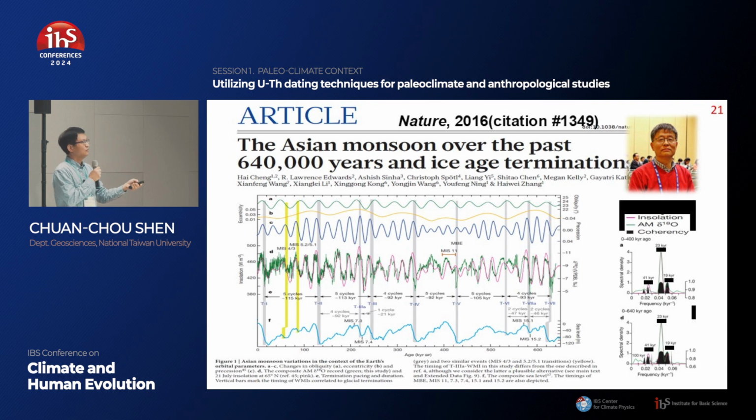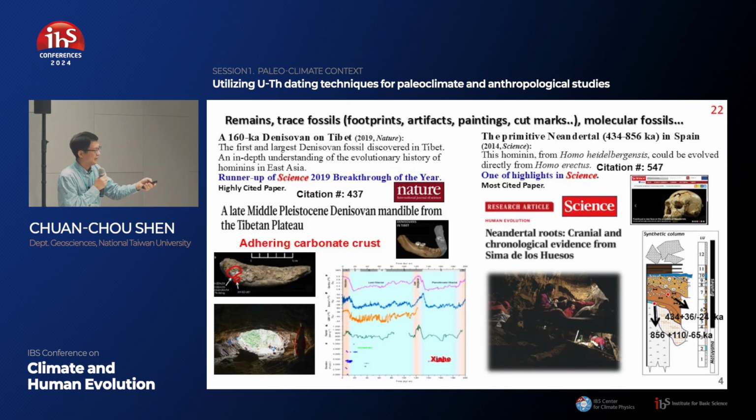So we have been trying to extend our technique beyond the 600K limit. Did we make it? Yeah, we did actually. In 2014, we published uranium-thorium ages here, 856K, but the error is quite big, plus 110K and minus 65K. This error is quite big, but this is the oldest age published in the literature from my lab.